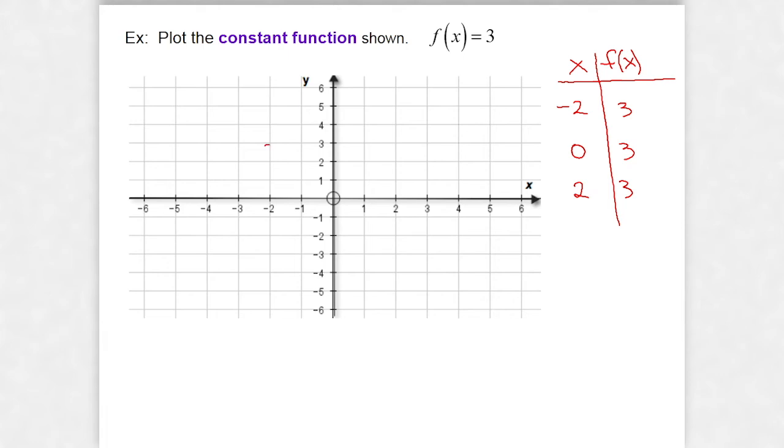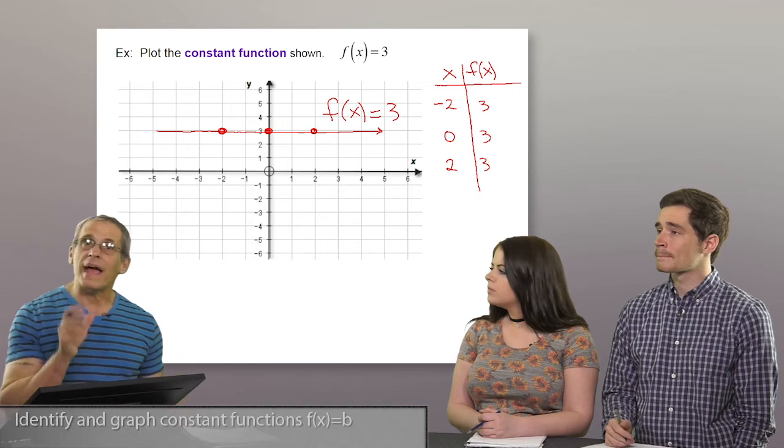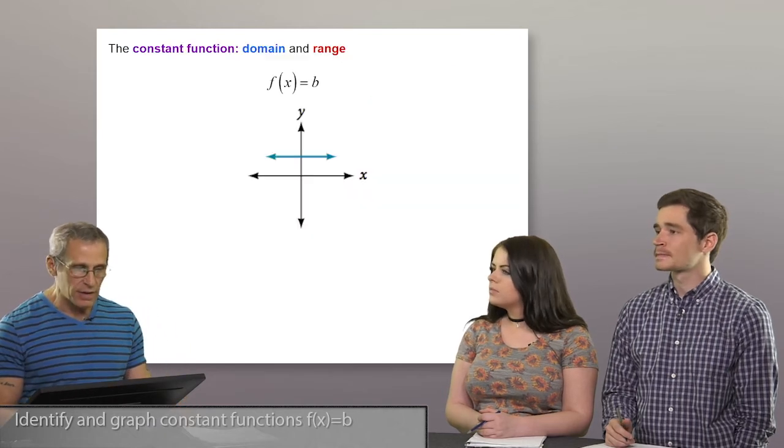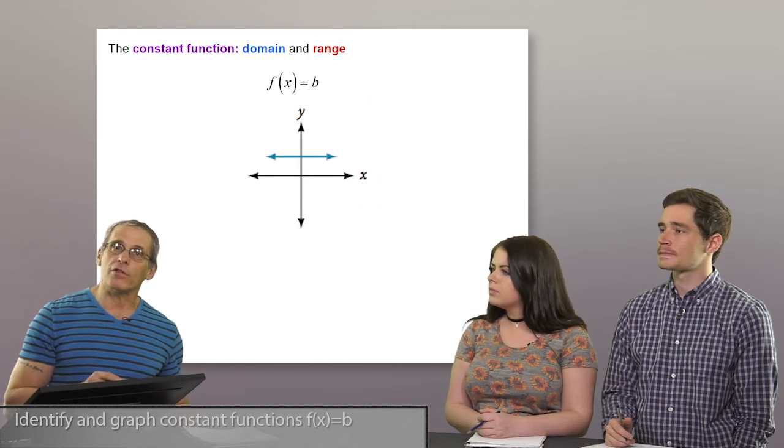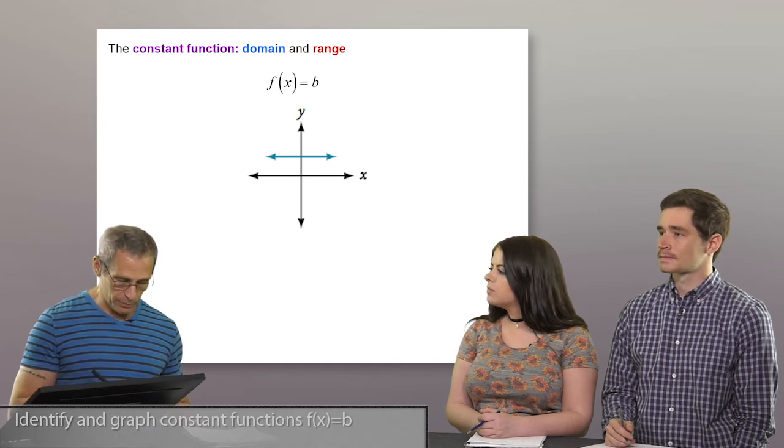So I'll plot -2, 3. I'll plot 0, 3. I'll plot 2, 3. And I'll draw the graph, and what we see is a horizontal line. This is the graph of f of x is equal to 3. Now that we have a visual of the graph, let's see if we can read off of the graph the domain and the range.